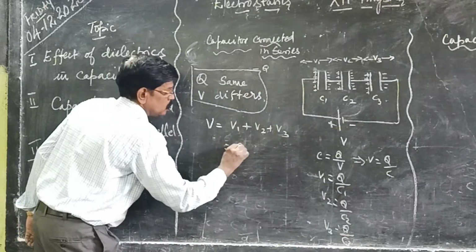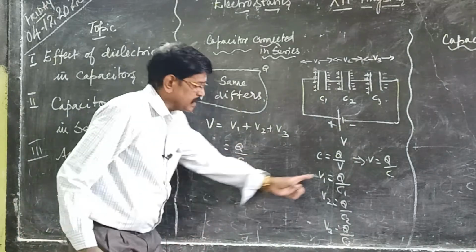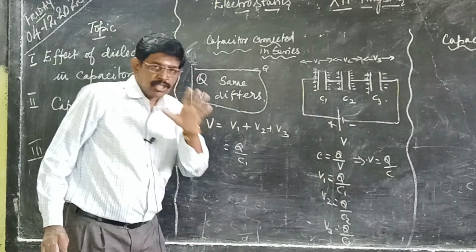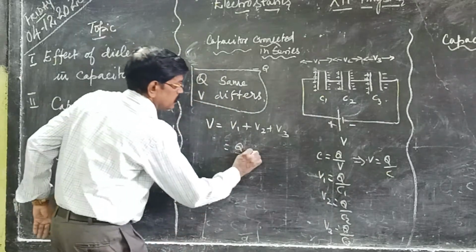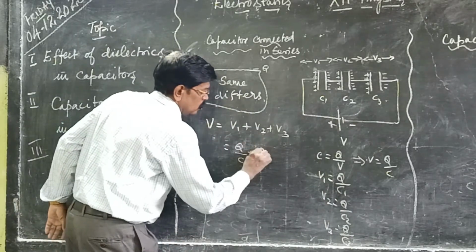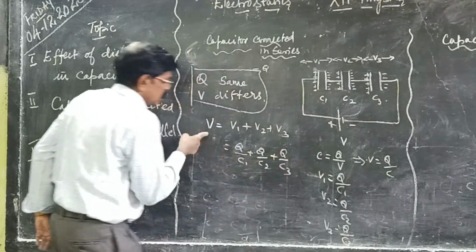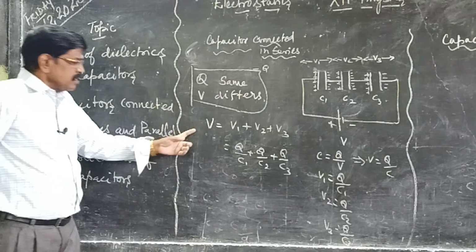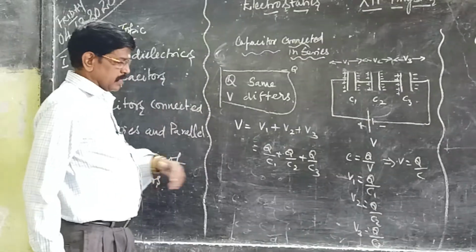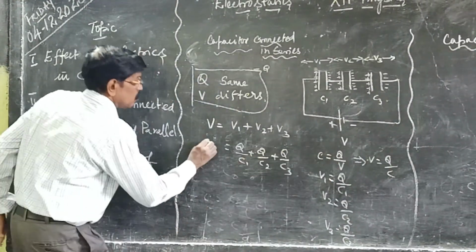Substitute here. So Q by C1. Why the same symbol is used? Because charge remains constant. Q by C1 plus, instead of V2, Q by C2 plus Q by C3. See, left hand side, V. This also you can change in terms of Q and V. So what is the formula?